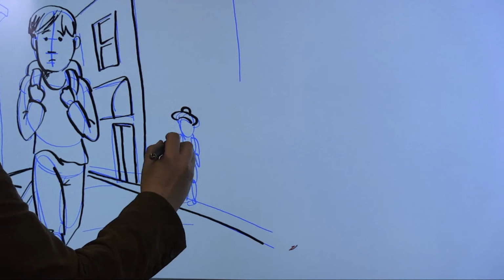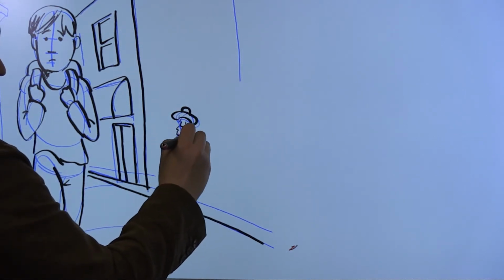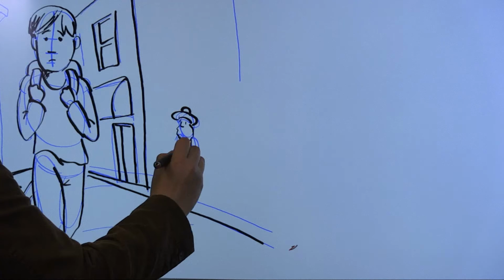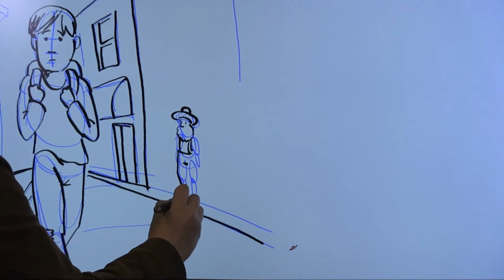Now we'll draw this guy over here wearing his hat. We'll go ahead and grab a smaller pen line. Now we'll give him a beard. Give him suspenders maybe. And he's standing here on the street corner.